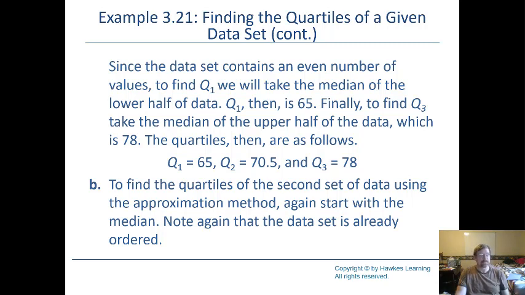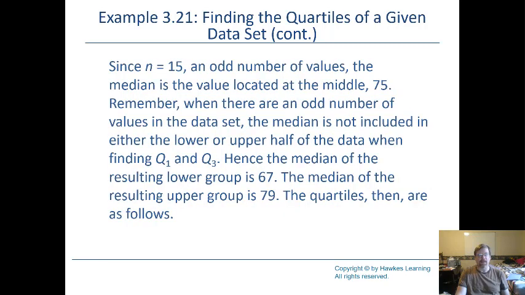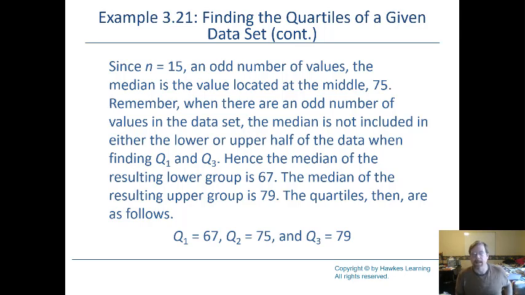Okay, so again with B, start with the median. We have an odd number of values this time. The value located in the middle would be 75. With the odd number, the median does not get included in the upper and lower halves as we're doing this. So find the median of those groups, excluding the midpoint. We get 67, 75, and 79.